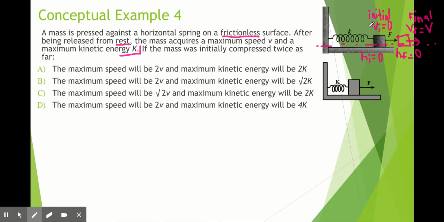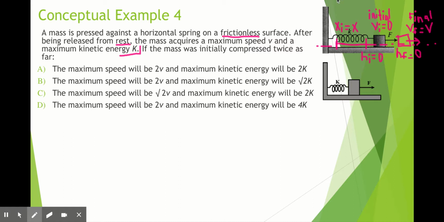Okay, and it's compressed some displacement initially. We're told that the initial compression, x initial, is just x. We're not given an exact value, so we're just going to call it x. So it's compressed some distance x, so the spring will store energy to do that compression. It starts with no gravitational potential energy and no kinetic energy.